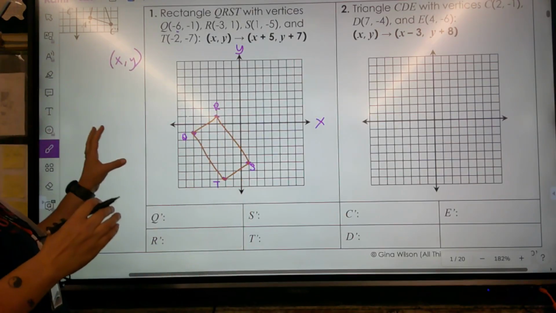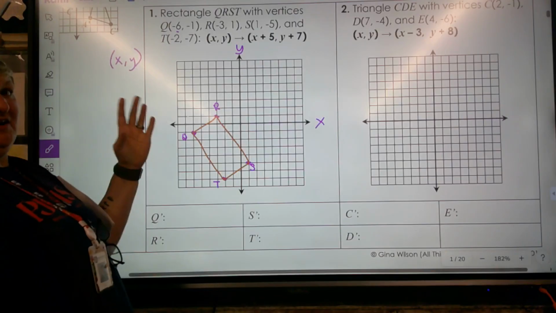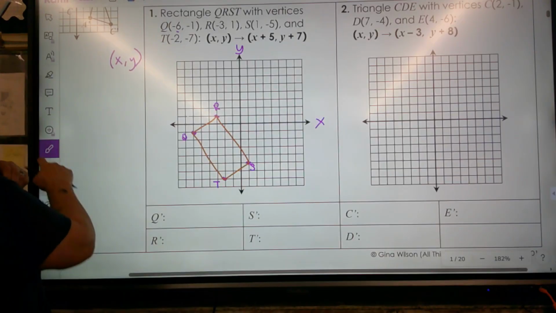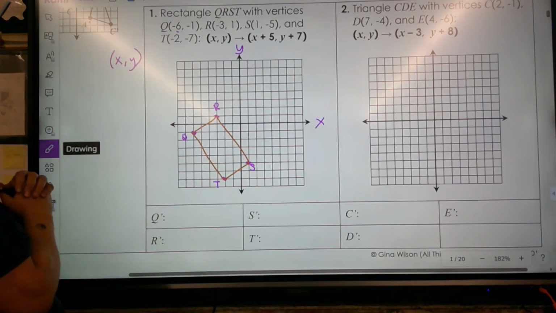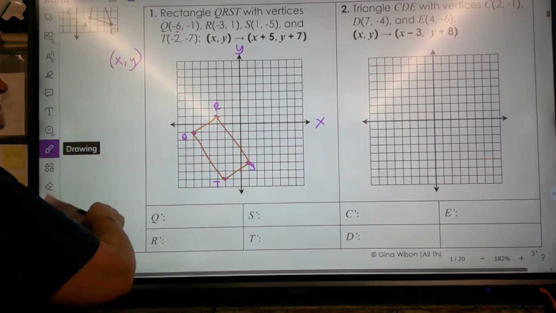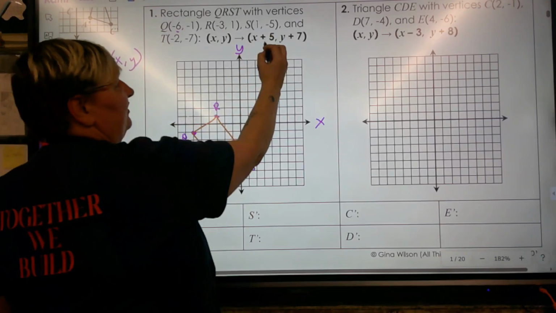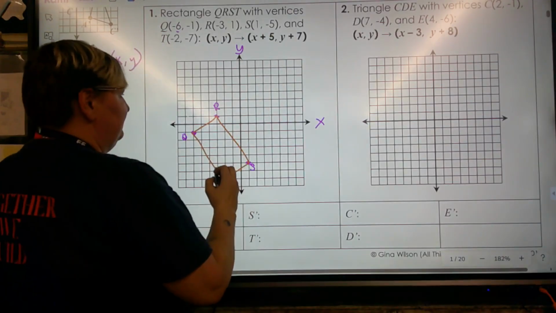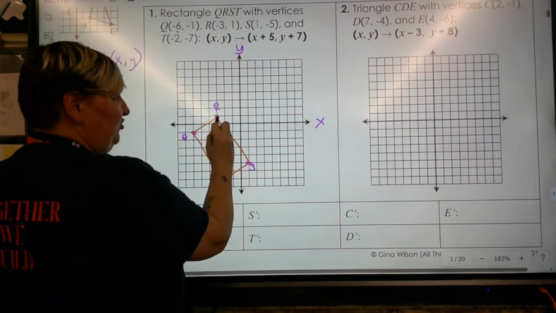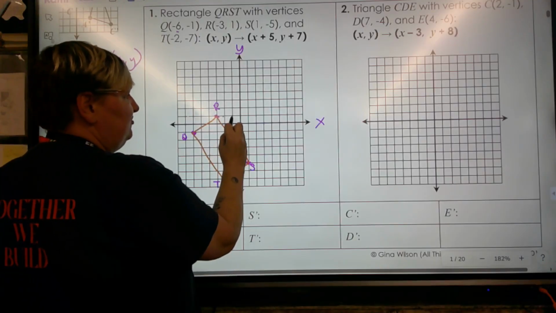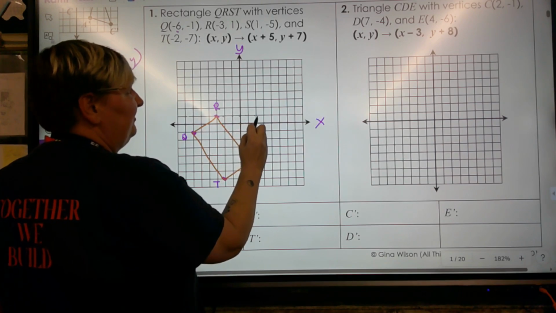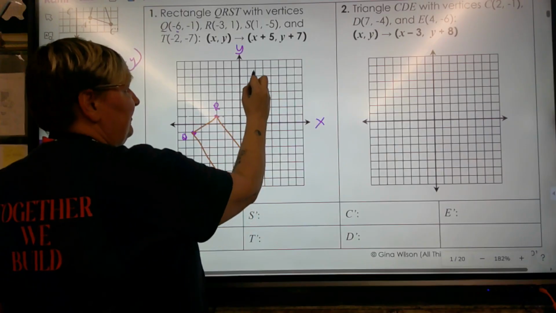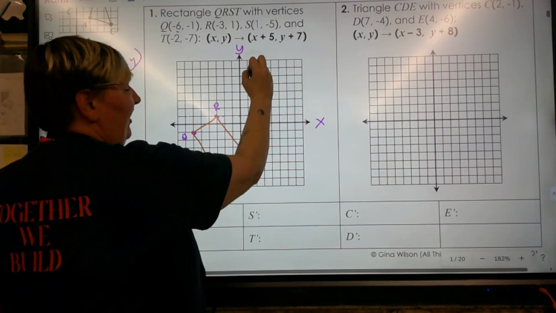Remember, rigid motion means we're going to pick it up and move it, but we're not going to change the shape, right? The first way you can do this is it tells you you're going to go 5 to the right on the x-axis, right? So pick a point and move it 5 to the right. 1, 2, 3, 4, 5, and you're going to go up 7. 1, 2, 3, 4, 5, 6, 7 on the y-axis.